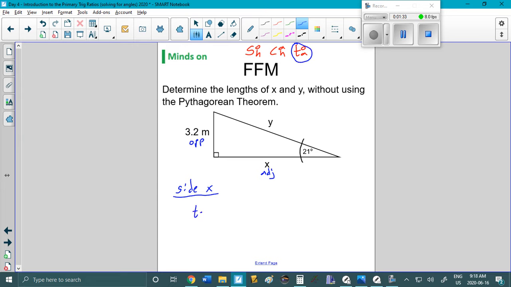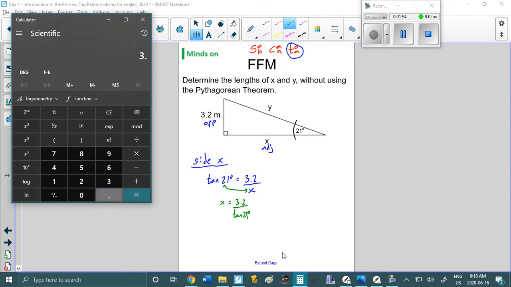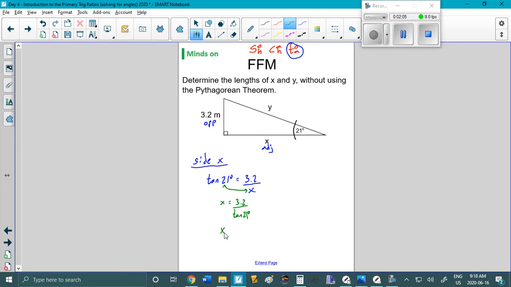So tan of my angle equals the opposite divided by the adjacent. The variable is on the bottom, so I switch these, and x equals 3.2 divided by tan of 21 degrees. I go to the calculator, 3.2 divided by 21 tan. I hit equals, and I get that x is about 8.3. Okay, and I just look at the diagram to see if that makes sense. Yeah, that makes sense, because it's longer than 3.2.